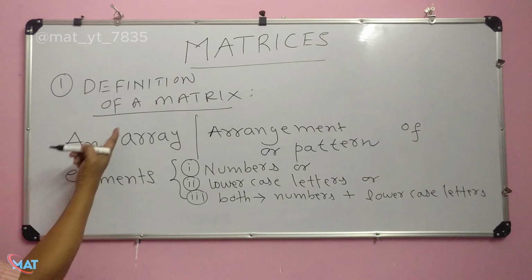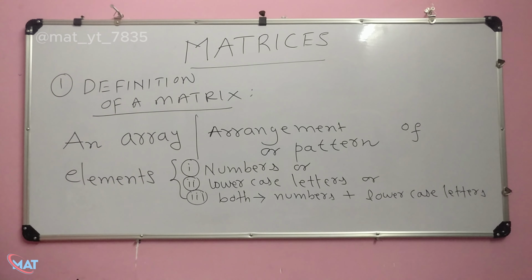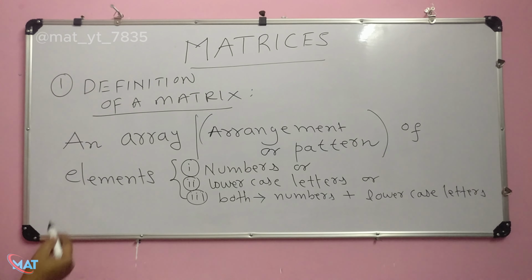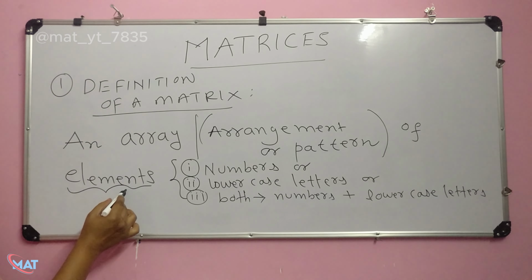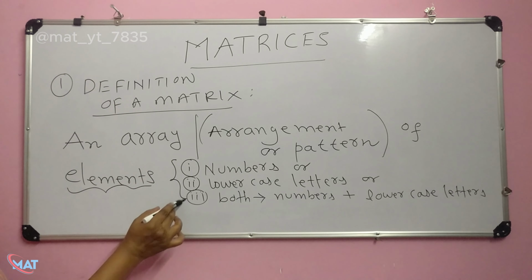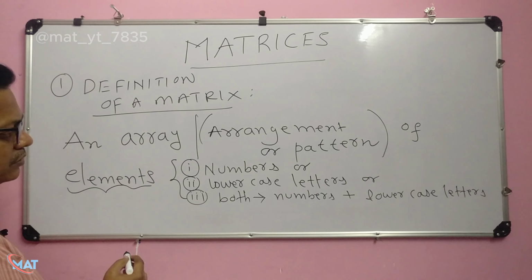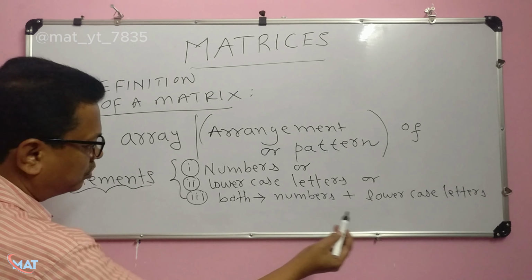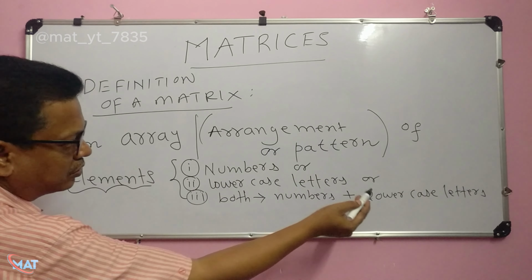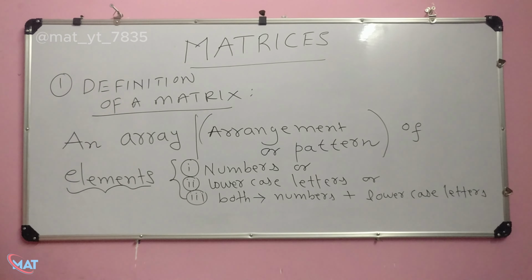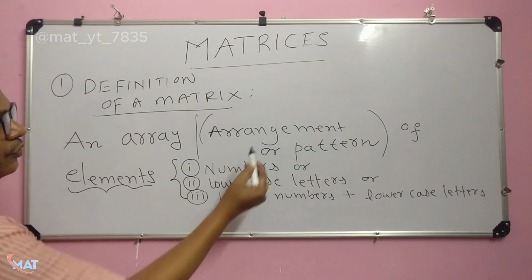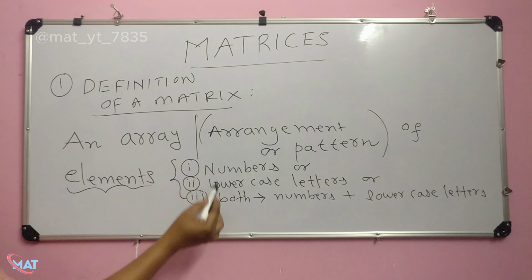So array means arrangement or pattern. This one I gave you for understanding purpose, the meaning of array, of elements. Elements have three categories. First category, all the elements may be numbers, or all the elements may be lower case letters, or a combination of both. Some numbers will be there, and also lower case letters will be there. We can skip these two when you are giving the definition. It is for understanding purpose I gave.